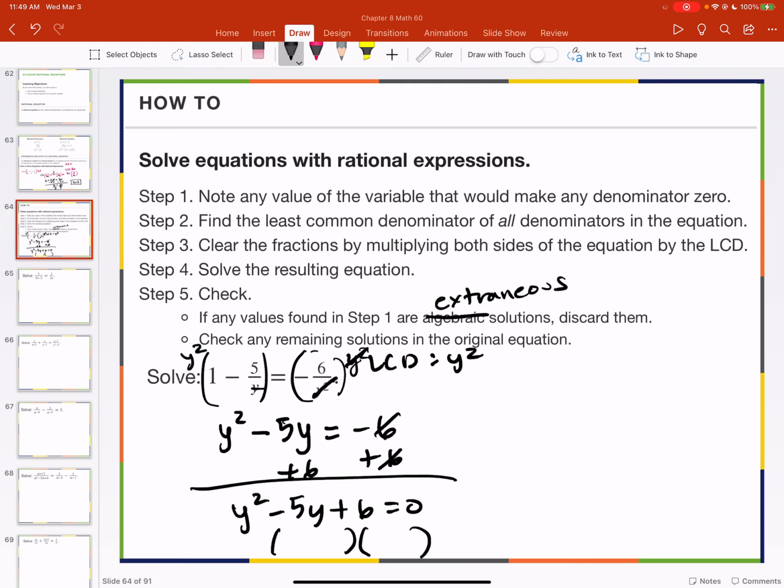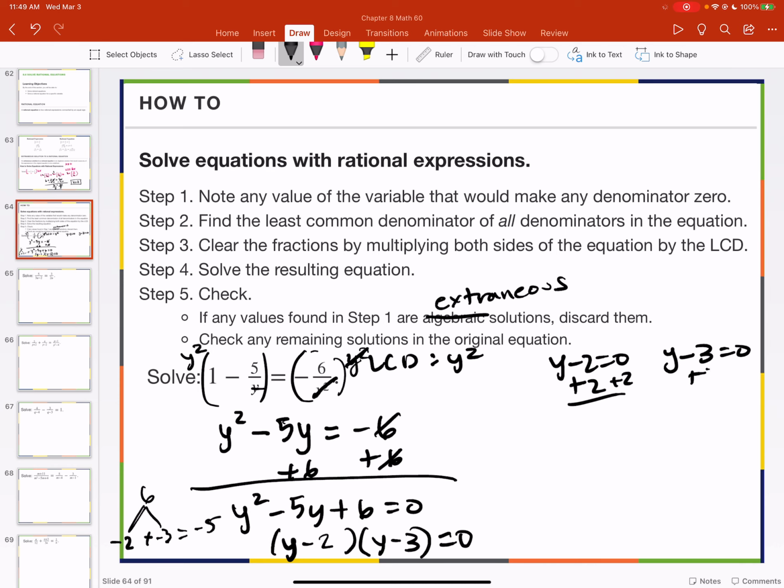What are the two factors of +6 that combine to become -5? If you said -2 and -3, you're correct. So y minus 2, y minus 3, and that's equal to 0. So zero product property, right? That means that y minus 2 could be 0, y minus 3 is 0. So let's solve, and we get y is equal to 2 and y is equal to 3.